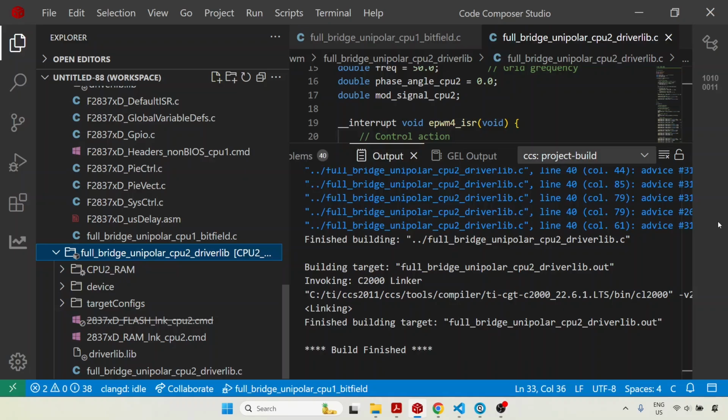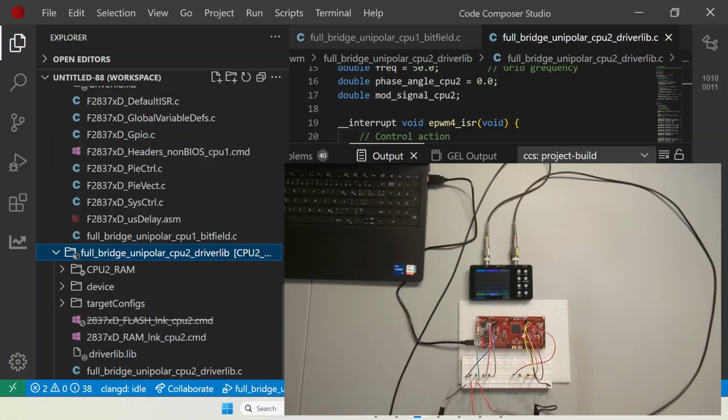So this is where we had left off in the previous lecture where we had compiled the driver.lib project. So with this now we have both projects compiled and ready to be executed. For this, first I will bring the microcontroller into the video. So you can now see the microcontroller in the video.